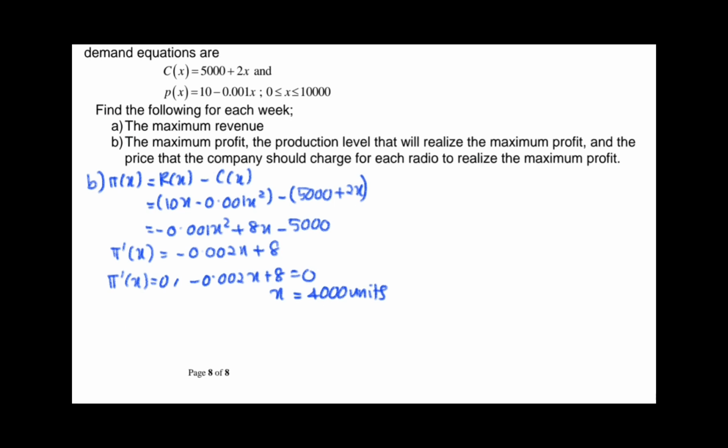So differentiate again, we will get negative 0.002, which is less than 0. So we can say that the profit is maximum when x equal to 4,000 units.